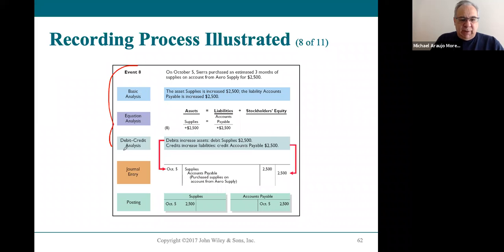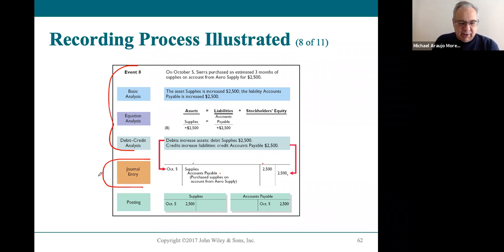Event number 8, we purchased supplies on account. Lots and lots of analysis that we did here, showing more supplies and more accounts payable. The journal simply reflects that analysis by saying on the 5th of October, we have a debit of $2,500 to supplies and a credit to accounts payable of $2,500 as well. So that was our journal entry.